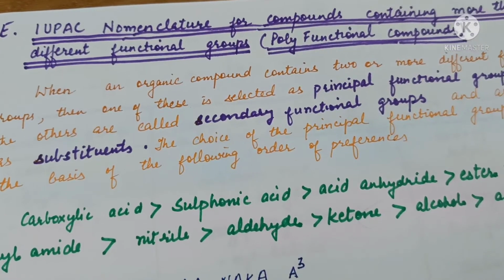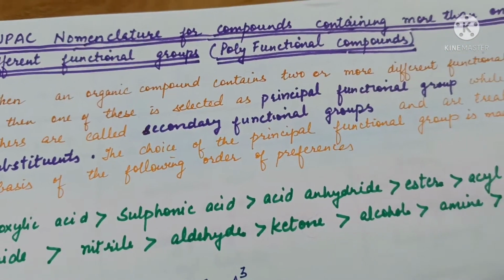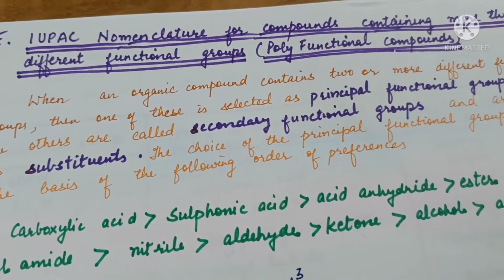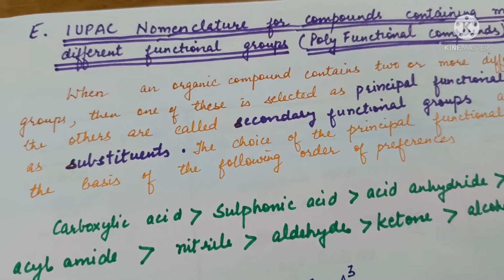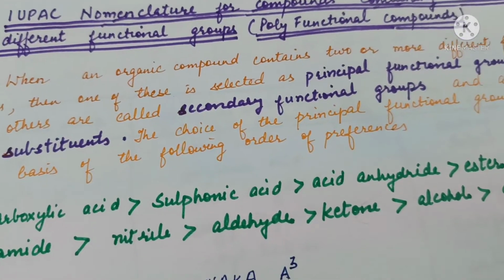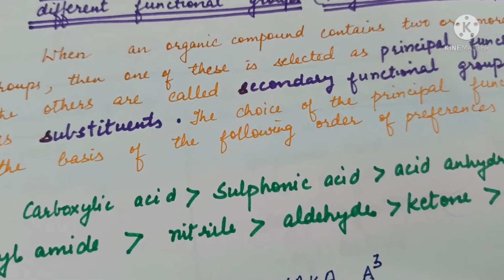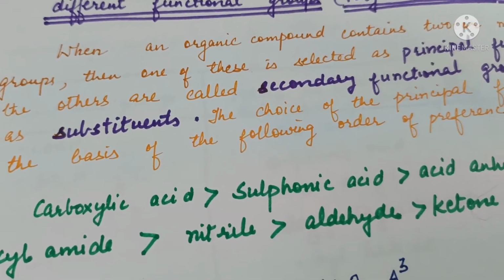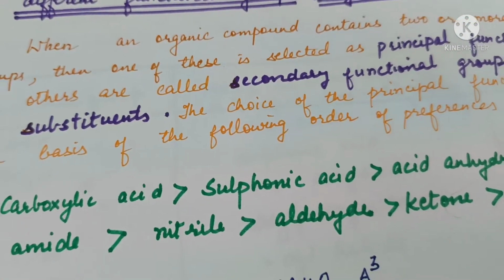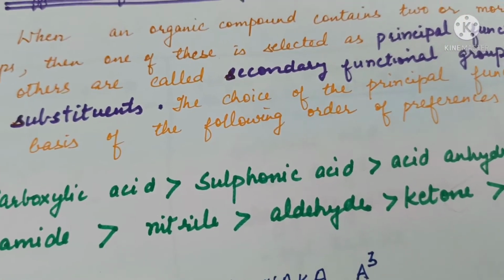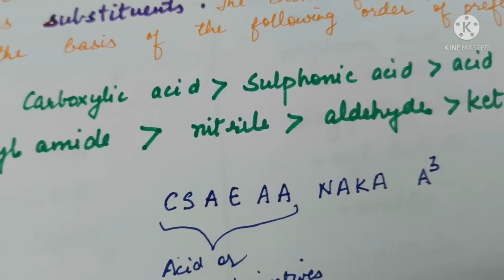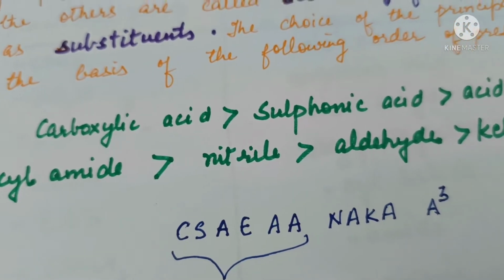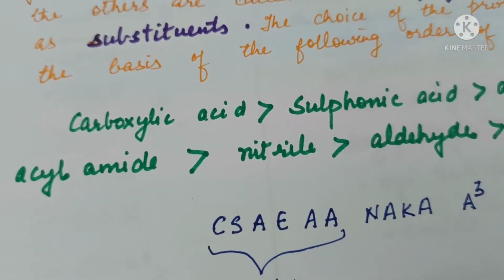Our topic for today is IUPAC nomenclature for compounds containing more than one different functional groups, or polyfunctional compounds. When an organic compound contains two or more functional groups, one of them is selected as the principal functional group, while the other is called the secondary functional group or the substituent. The choice of the principal functional group is based on the following order of preference. The one which appears first in the order of preference will be selected as the principal functional group.